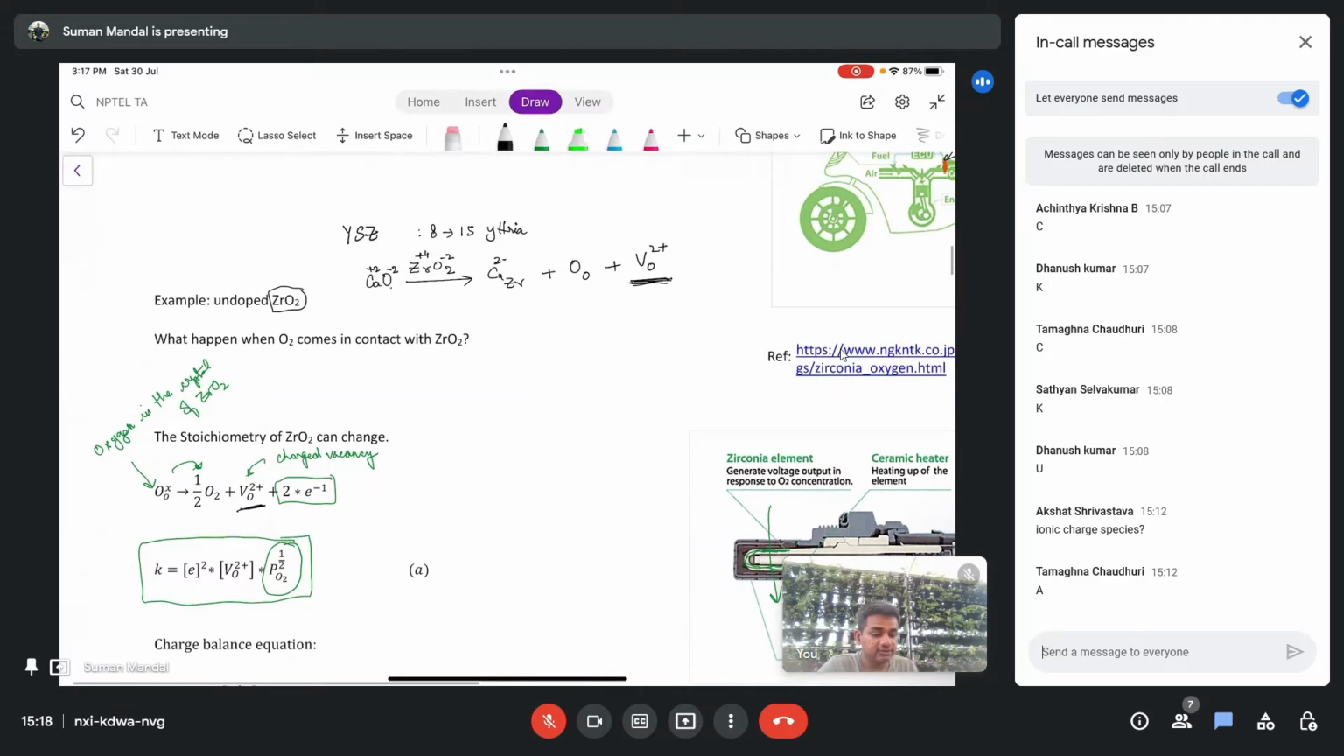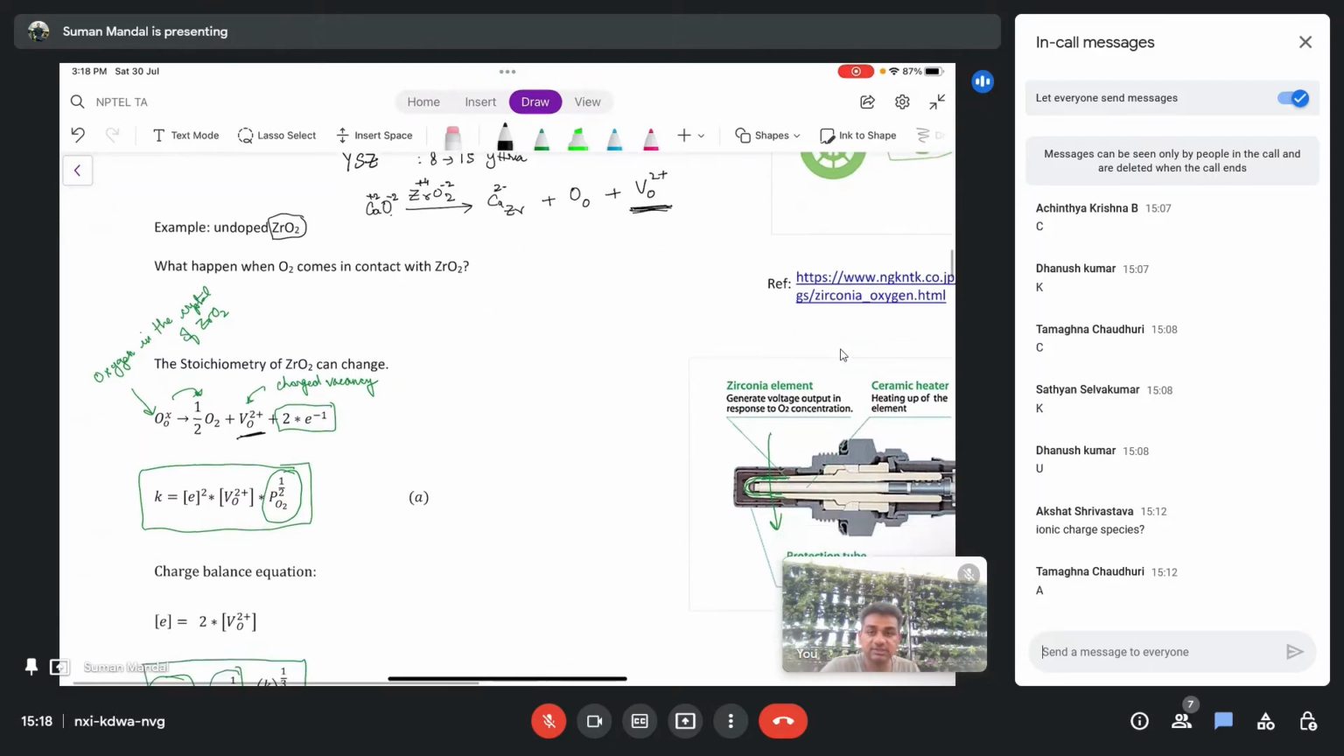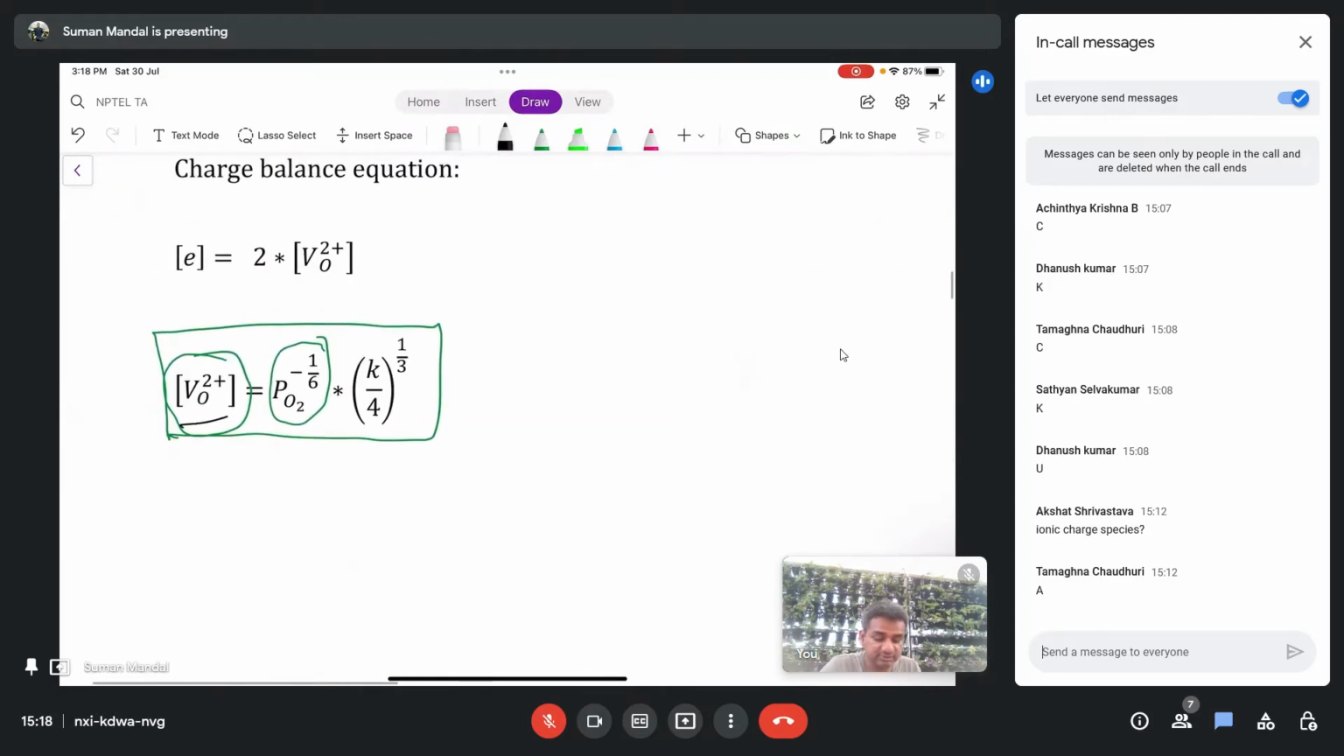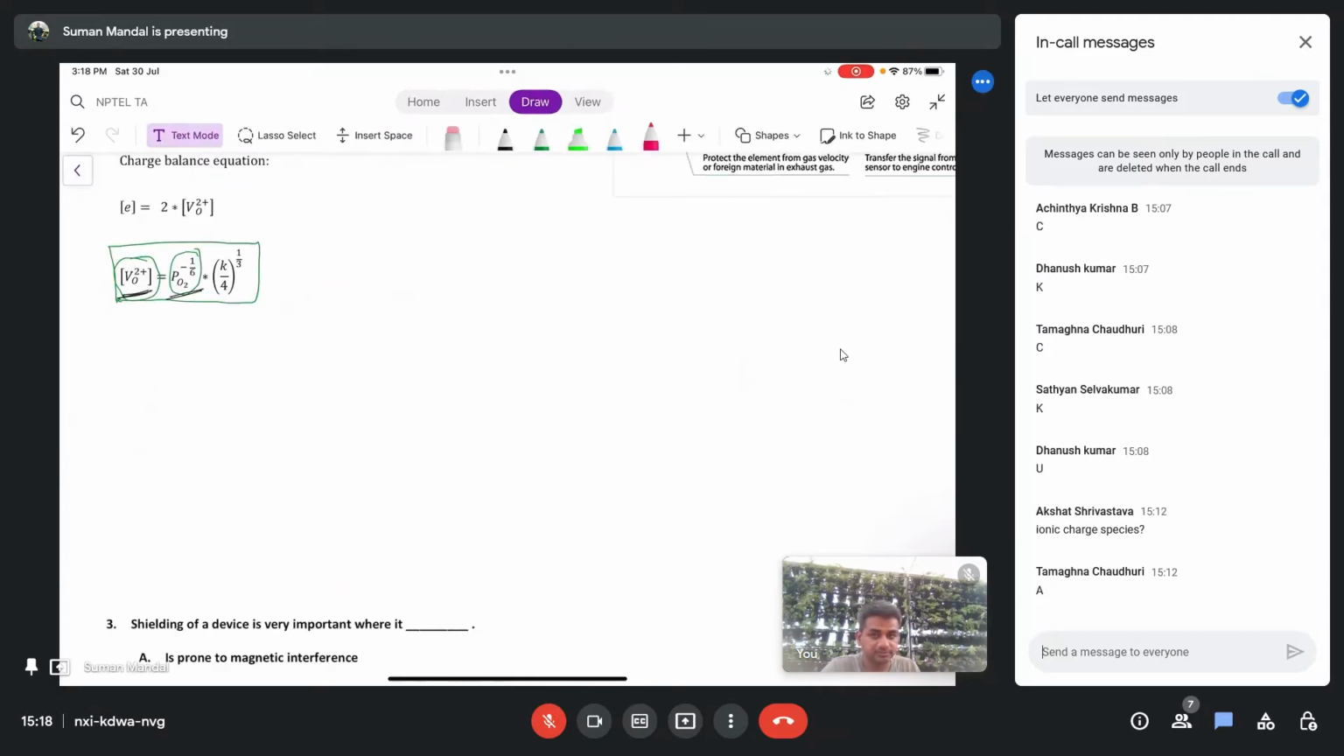And that is why in the commercial sensors, you will find some kind of doping in the ZrO2. But in this example, because it's the beginning of this course, and we probably have students from different backgrounds, I've considered undoped zirconia for showing that the charged species concentration depends on the pressure of oxygen. Okay, sir.